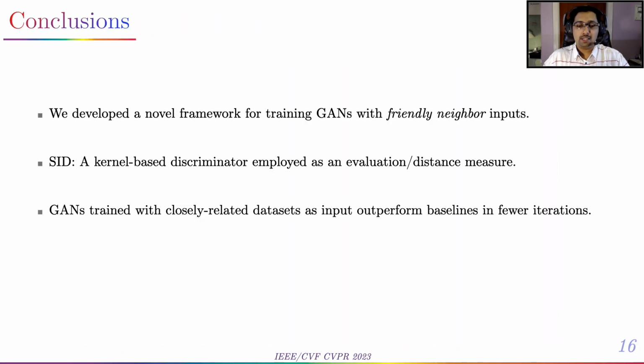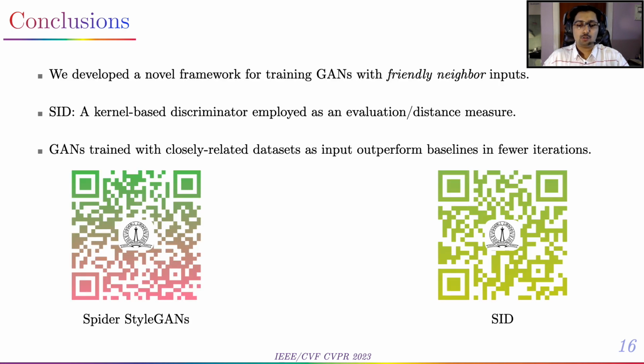To summarize, in our paper, we developed a novel framework to training GANs with friendly neighbor inputs. We derived the signed inception distance or SID based on the polyharmonic kernel discriminator function to identify such friendly neighbors. Training spider GANs resulted in state-of-the-art performance in a fraction of the training time. The source code for implementing spider style GANs and the SID measure can be accessed by scanning the QR codes shown here.